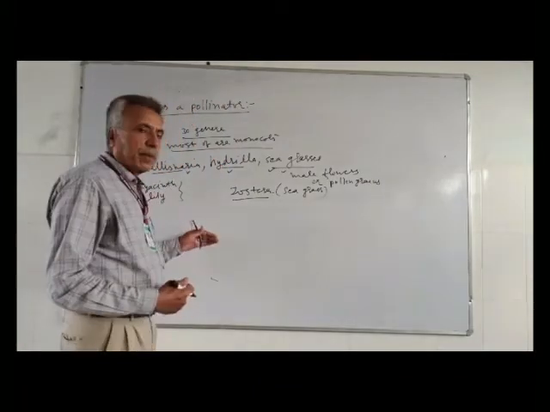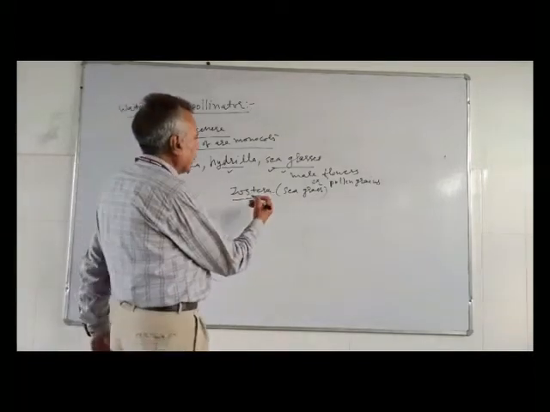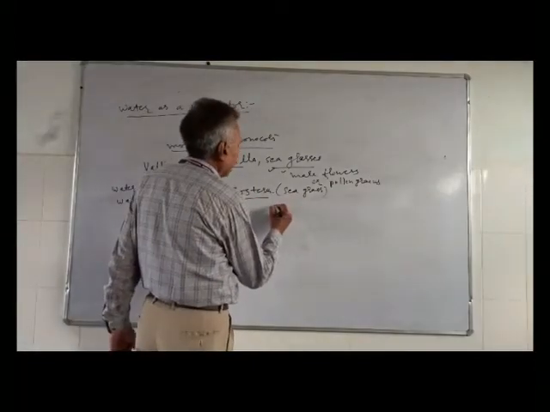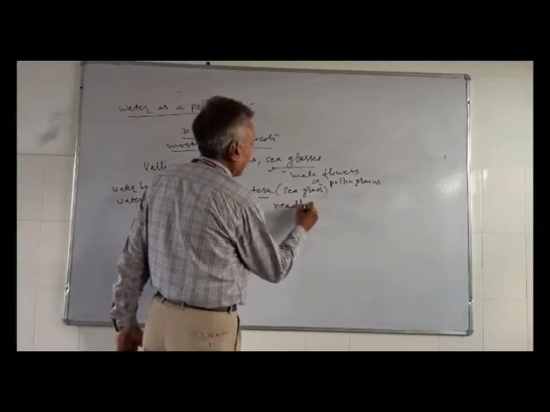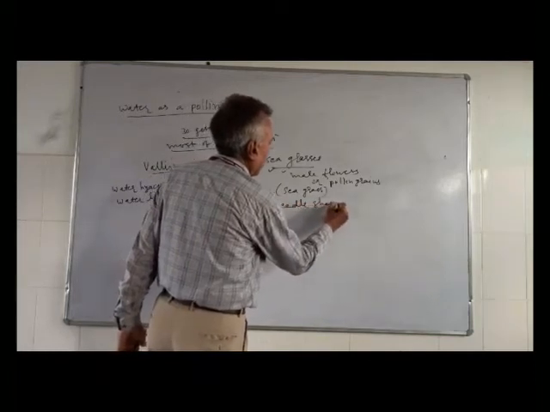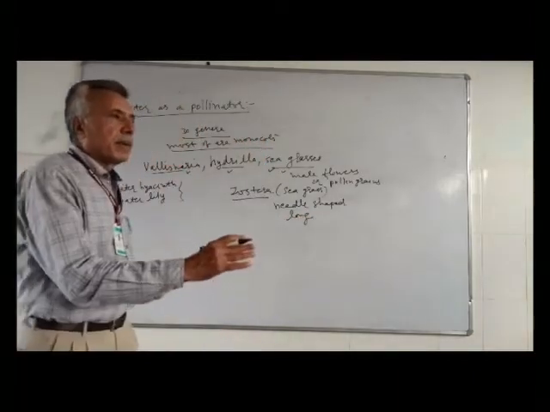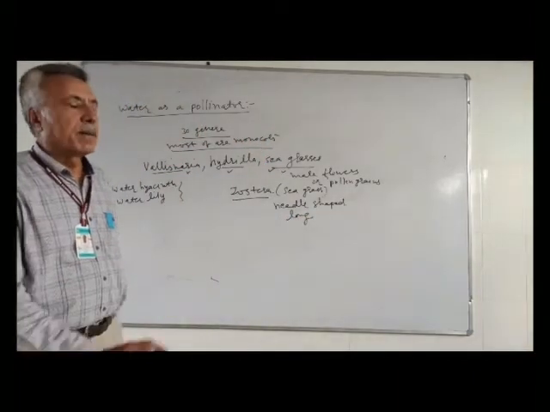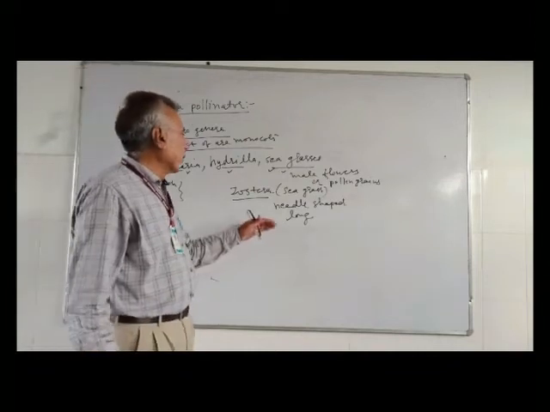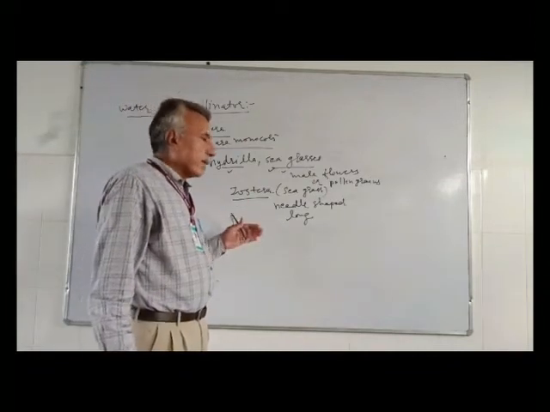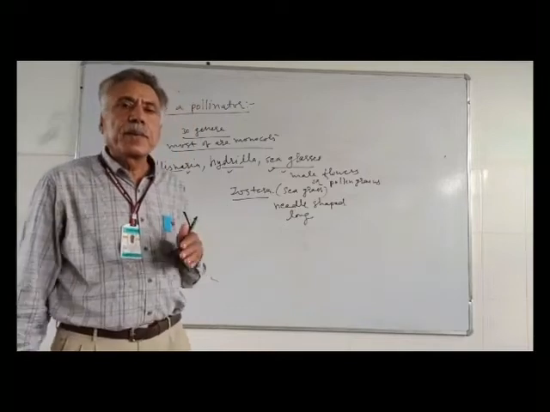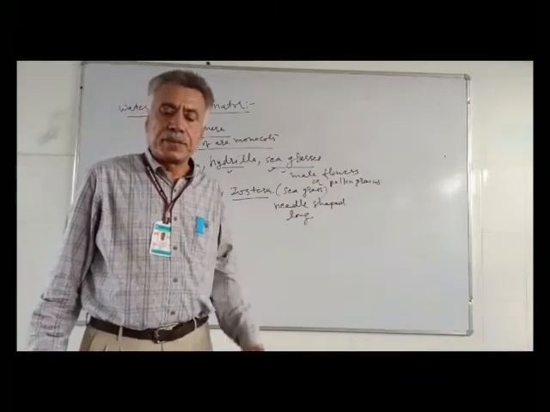the stigma. The pollen grains of sea grasses are long and thread-like, and they can move easily in the water medium and eventually reach the stigma. In this way, the act of pollination is achieved.